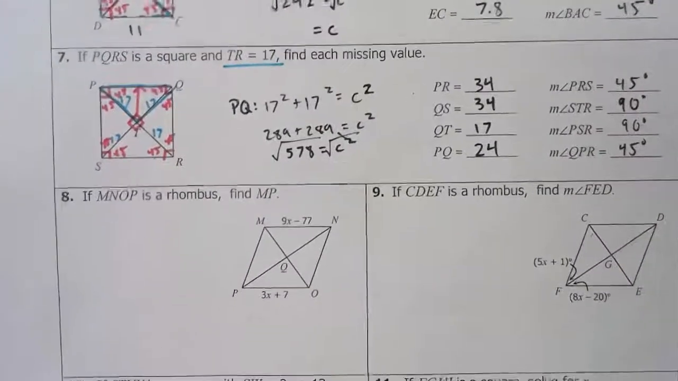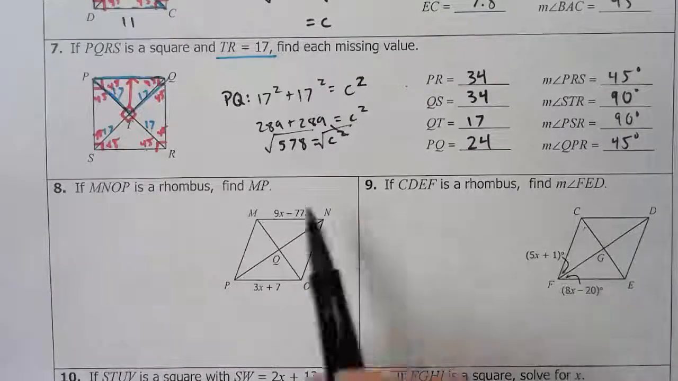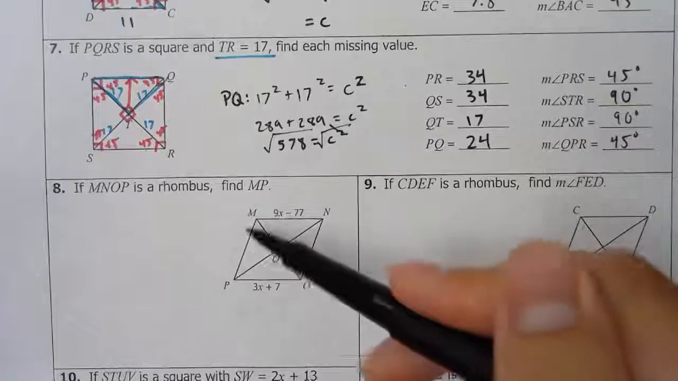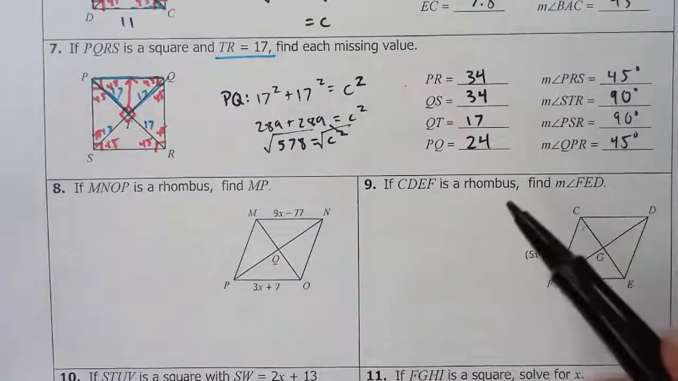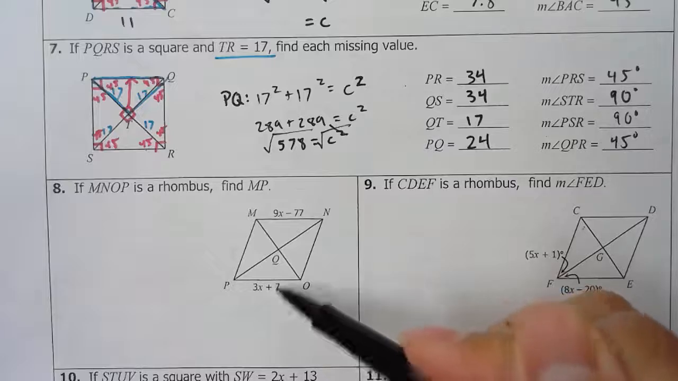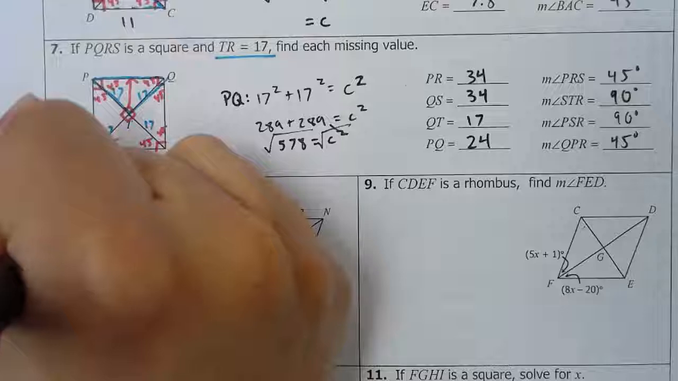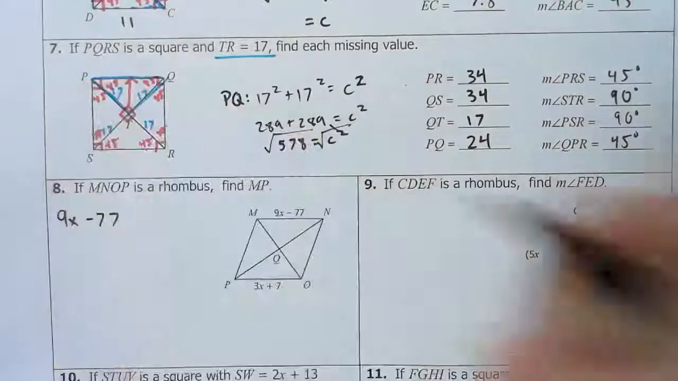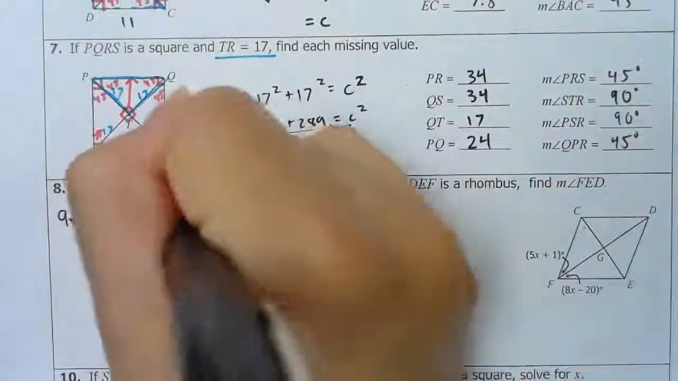Number 8, I have if MNOP is a rhombus, find MP. MP is right here, this guy. Now we know in a rhombus that all 4 sides are equal. So I have this expression, all sides are equal, so I can set those equal to each other. So I have 9x minus 77 is equal to 3x plus 7.